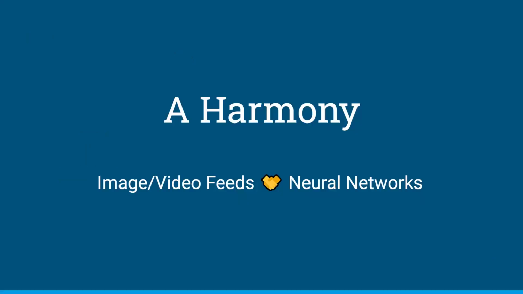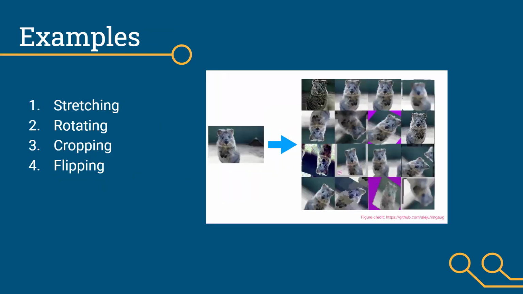So keep going backwards. A few examples of this: stretching, rotating, cropping, and you could flip it. I want you guys to be a little bit creative with it. Data augmentation has no real boundaries. It's really your imagination of what you can do for this.